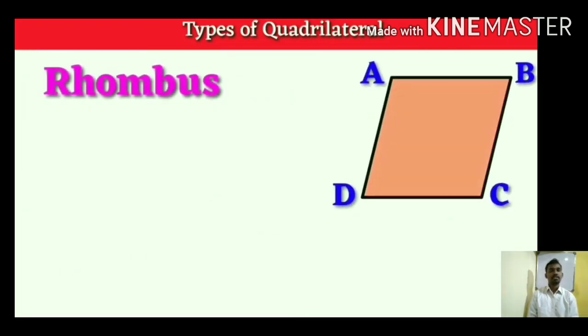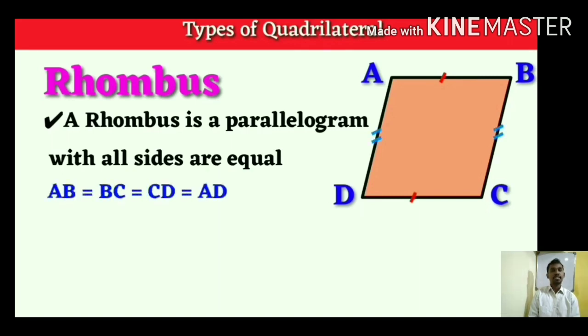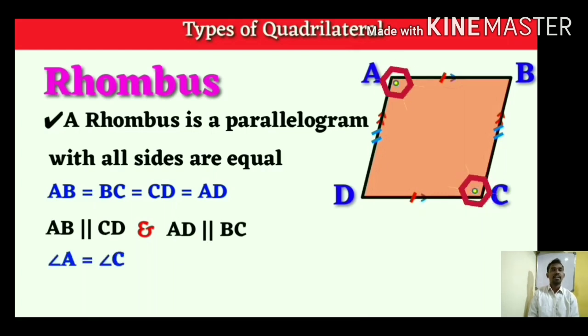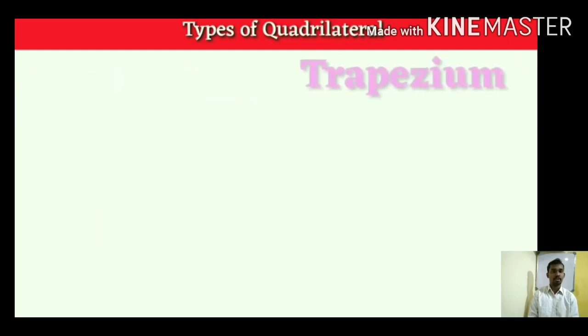Next one is rhombus. A rhombus is a parallelogram with all sides equal. So AB is equal to BC is equal to CD is equal to AD. In this one, AB is parallel to CD and AD is parallel to BC. That means opposite sides are parallel. Coming to angles, angle A is equal to angle C, angle B is equal to angle D. That means opposite angles are equal.